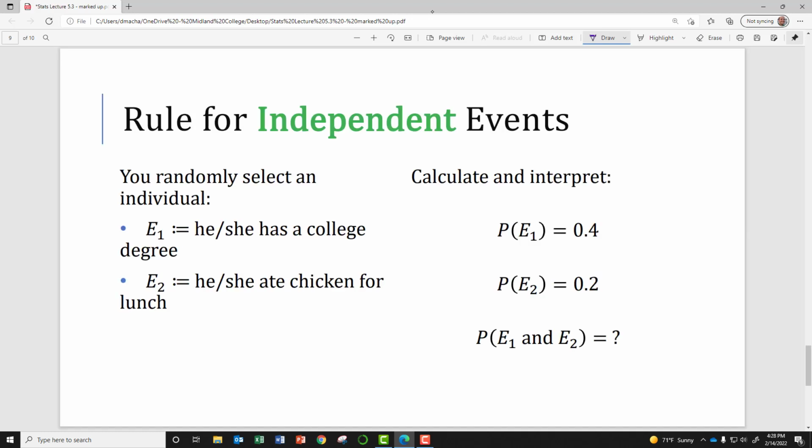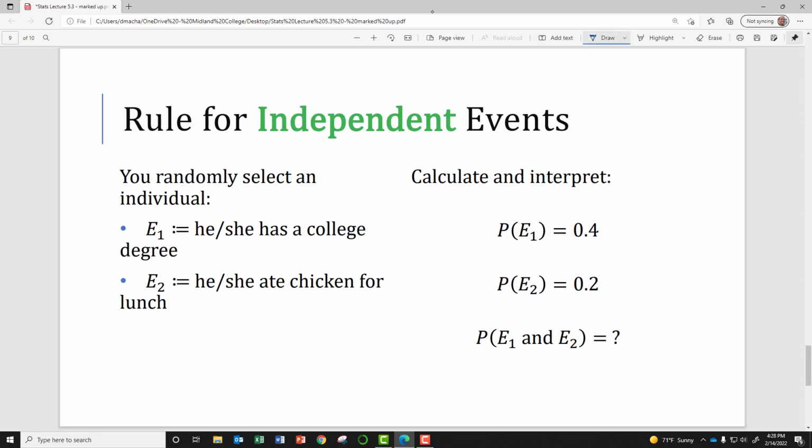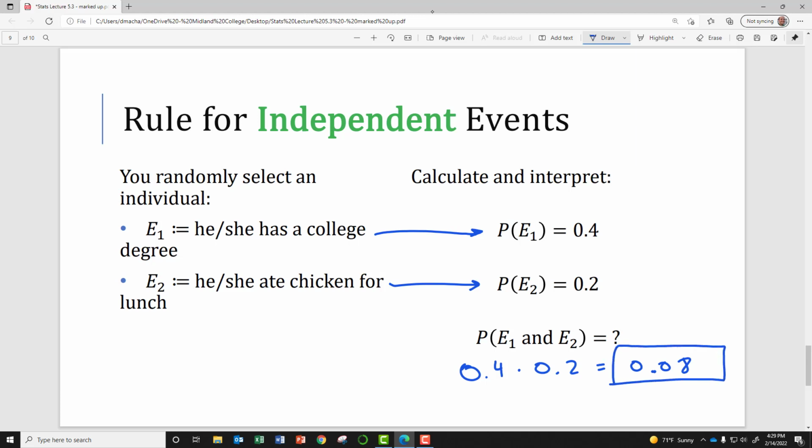And finally, one more example. So suppose you randomly select an individual, and we say the probability that maybe this resident of the United States has a college degree is about 40%, and the probability that they ate chicken for lunch is about 20%. So then the probability of both of these being true, that you've randomly selected an individual that both has a college degree and ate chicken for lunch, that's going to be 0.08, using that, again, that multiplication rule for independent events.